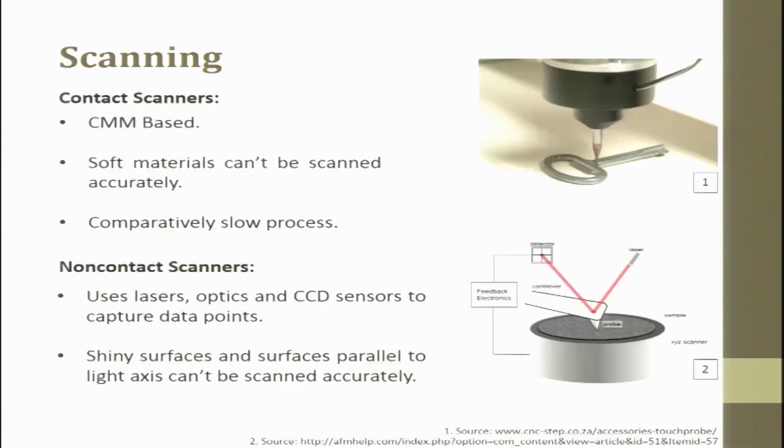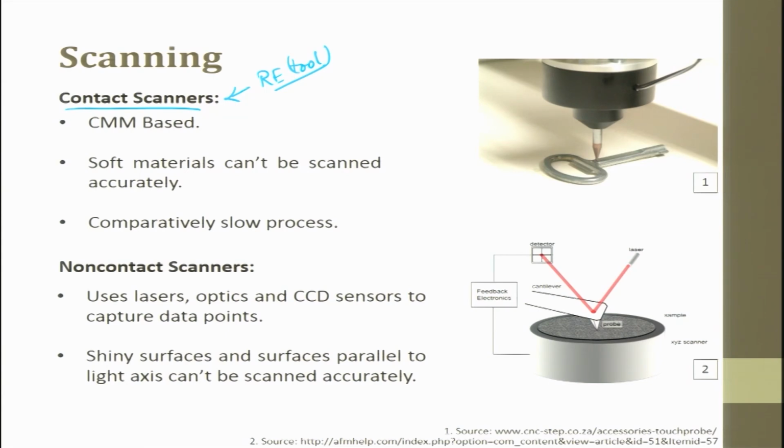So, there are two types of scanning techniques. These techniques are nothing but reverse engineering tools, we can say. The scanning can be done by contact type, the scanning can be done by non-contact type. Moment I say contact, that means I can use a probe, touch the part and try to get the data. For example, you can use your CNC machine itself to touch and get data out of it.